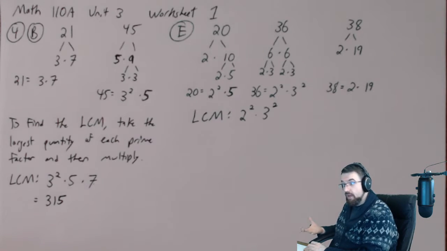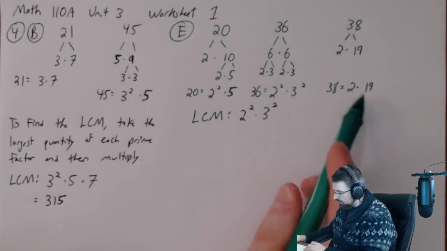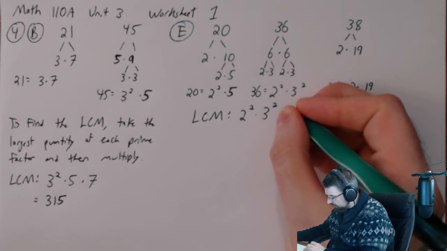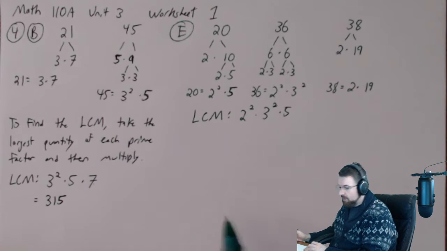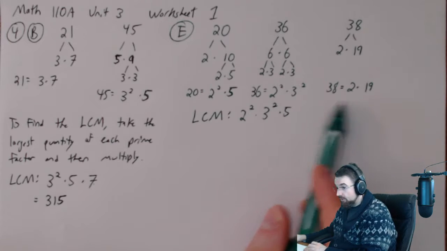What's the largest number of 5's that we have? 1 5 here, 0 here, 0 here. 1 5 is the largest. What's the largest number of 7's that we have? Well, there's 0 7's here, 0 here, and 0 here, so we have 0.